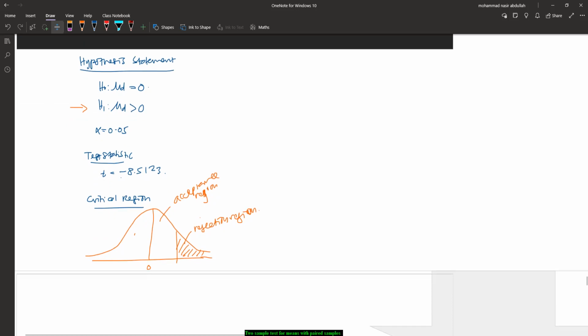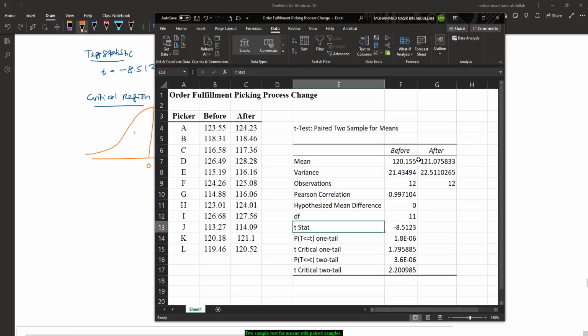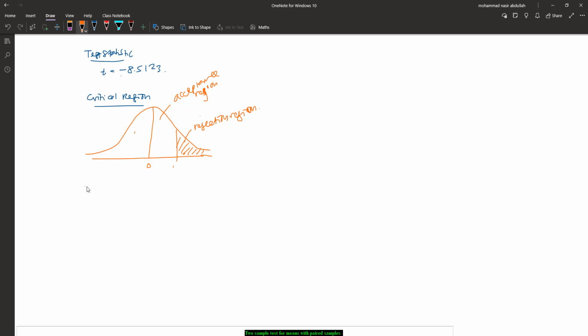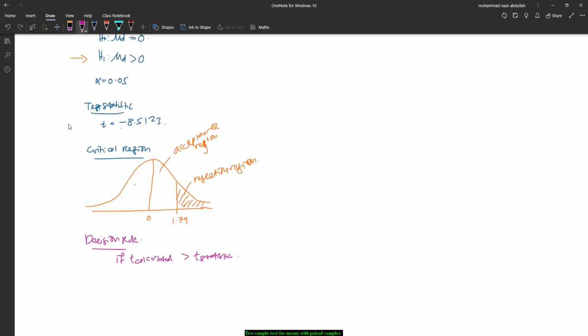We need to go back and see the Excel result. We look at the t critical one-tail value. This is 1.79. So the critical value is 1.79. The next step is we need to make our decision rule. Our decision rule: the test statistic is the t calculated, and this is the value of the t critical.